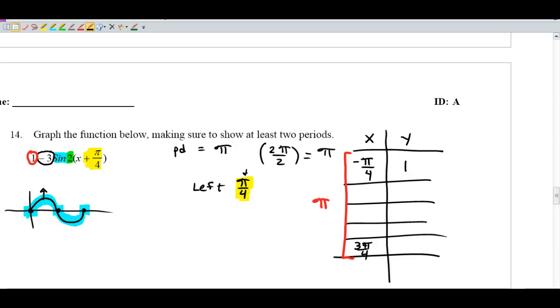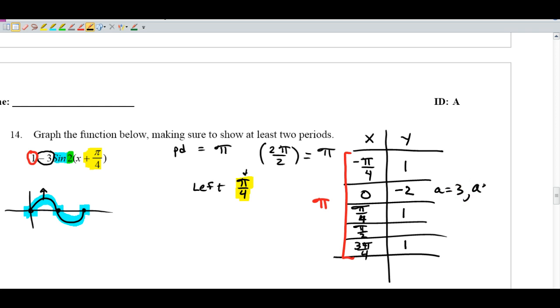So negative pi over 4 is an output of 1. And the middle of this period is going to be pi over 2. And in between negative pi over 4 and pi over 2, I'm sorry, the middle is pi over 4, and here is pi over 2, and right here is 0. So at pi over 4, this graph is 1 again, and at 3 pi over 4, this graph is 1 again. Now at 0, the graph is negative 2 because of the amplitude of 3.